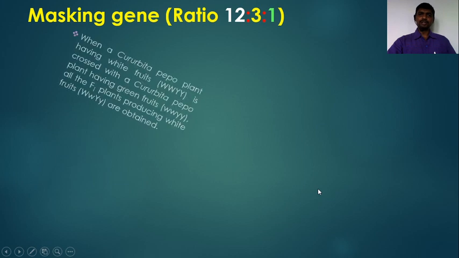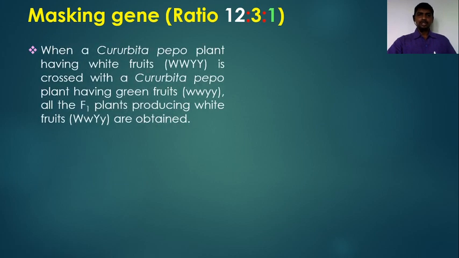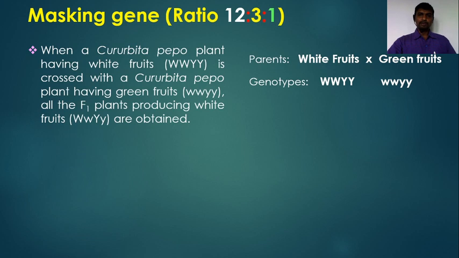Okay, for that we are going to make a cross between two individuals of Cucurbita pepo. A Cucurbita pepo plant having white fruits, with genotype capital WWYY, is crossed with a Cucurbita pepo plant having green fruits, small wwyy. All the F1 plants produce white fruits, having a genotype of capital W, small w, capital Y, small y. So this is a cross between white fruits and green fruits of the Cucurbita pepo plant.